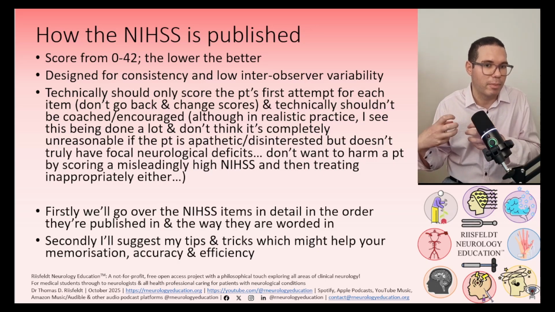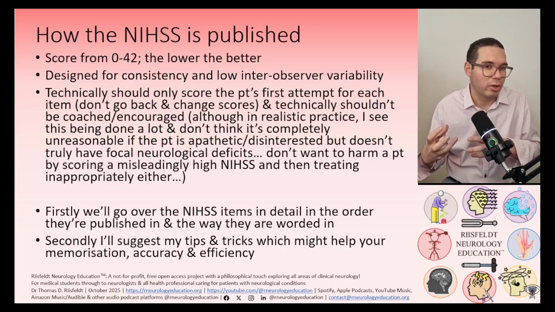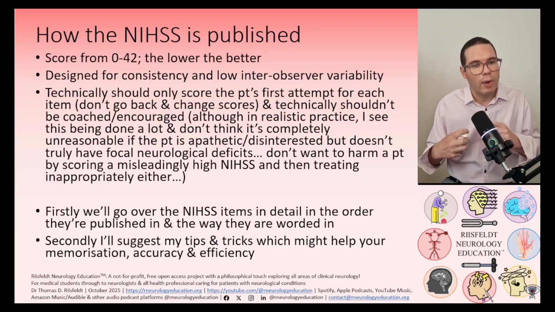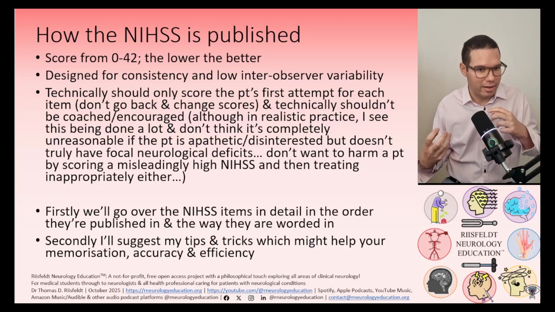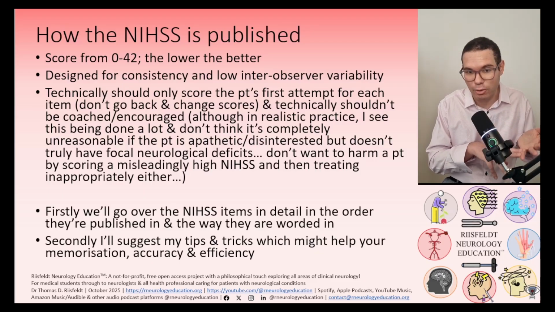So that's why the maximum score is 42. And the lower, the better. So 0 is really good, and 42 is absolutely horrific. And the way that the scale has been designed is it's been designed, obviously, to be fast, and it's designed to elicit the key clinical signs necessary in order to make an accurate diagnostic stroke assessment.